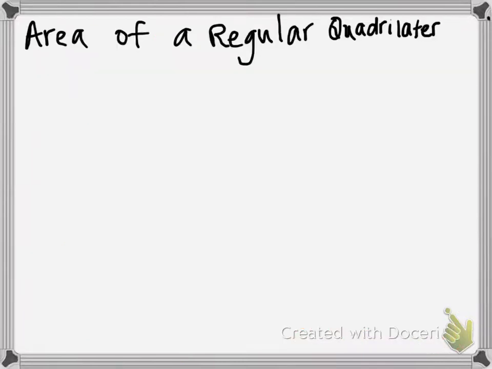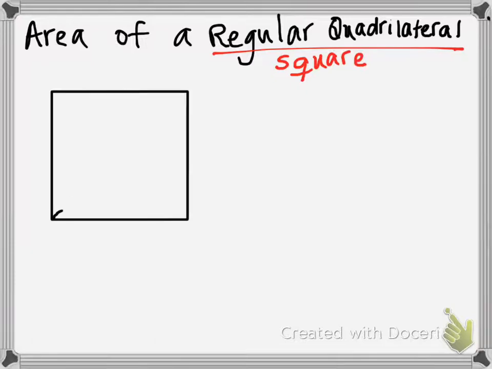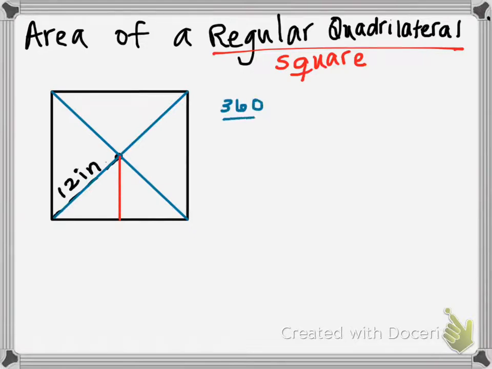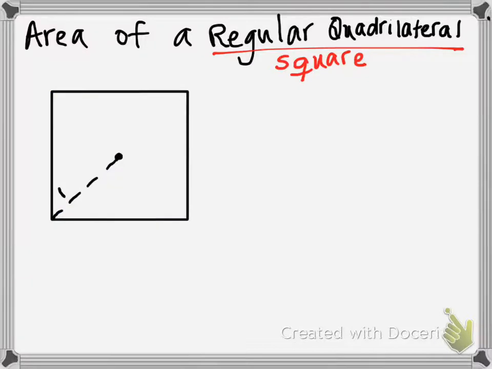Okay, so the last problem that we're doing is the area of a regular quadrilateral. But a regular quadrilateral is just another word for a square, since it means all sides are the same. All I know is that, let me go back a little bit. I have a radius there of 12 inches.